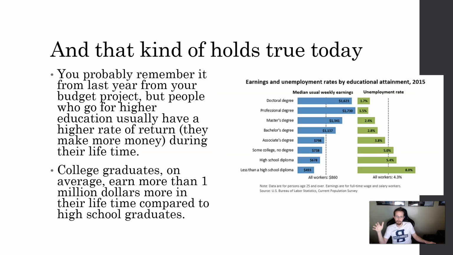That being said, that kind of also holds true today. So here's your little public service announcement. You probably remember it from last year from your budget project, but people with higher educations usually have a higher rate of return. So when people are starting to go to like the universities and stuff like that, they're getting smarter, and that's one of the reasons why the economy was booming because people were making much more sound economic decisions. That kind of even speaks volumes even today.